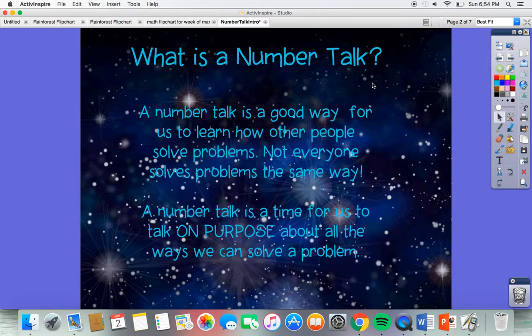It's a good way for us to learn how other people solve problems. Not everyone solves problems in the same way. A number talk is a time for us to talk on purpose about all the ways that we can solve a problem. So we are sharing our thinking, we are using different methods to do so, and we are allowing space for the children to talk about what they are trying to figure out.